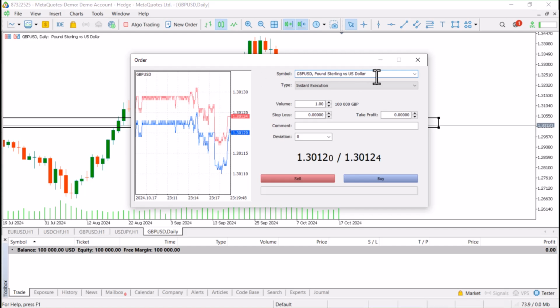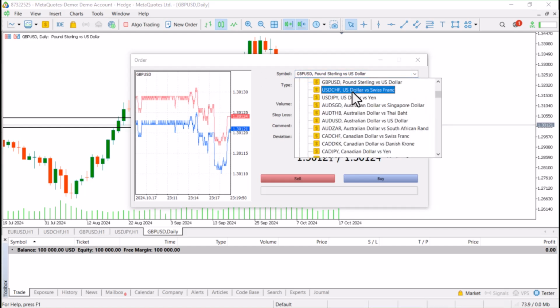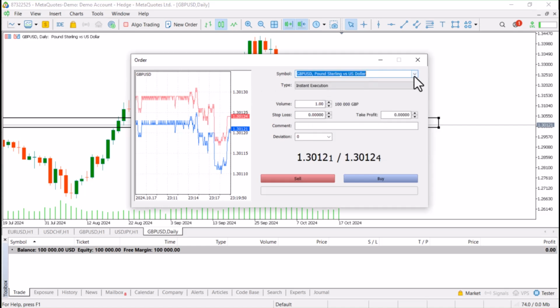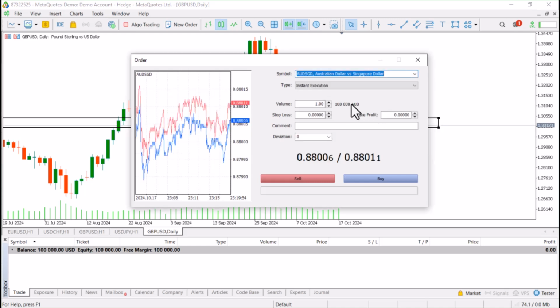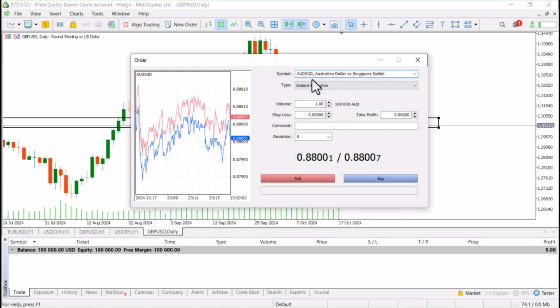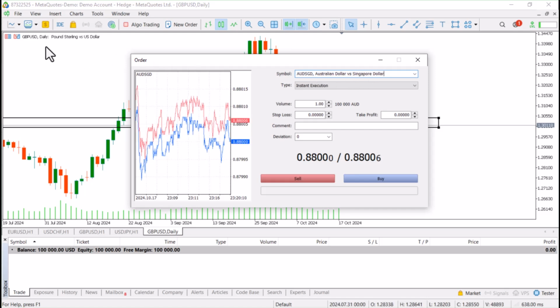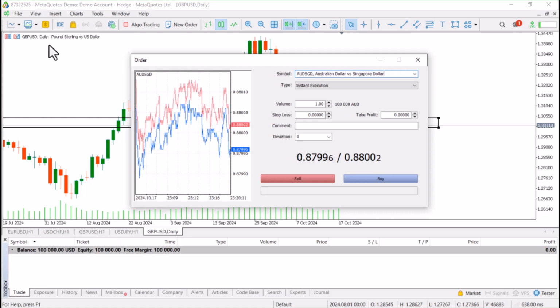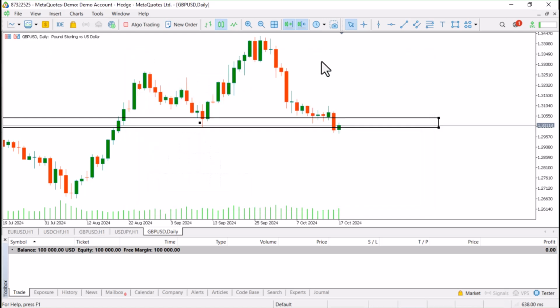In a situation whereby you have a different symbol, like USD Swiss, then it means you are not on the right symbol. So ensure you are on the right symbol. Currently, what I selected right here is the Australian dollar paired against the Singaporean dollar, which is different from British pound sterling paired against the USD. So you have to make sure you do not make that mistake.